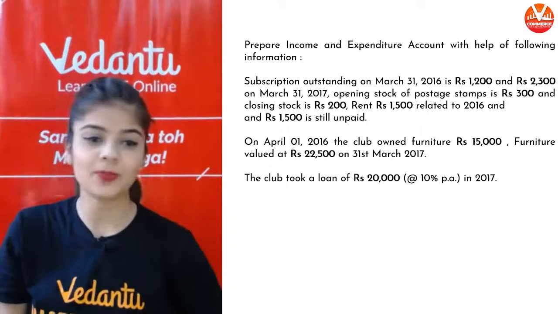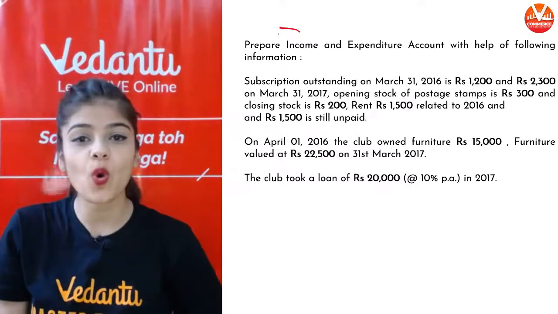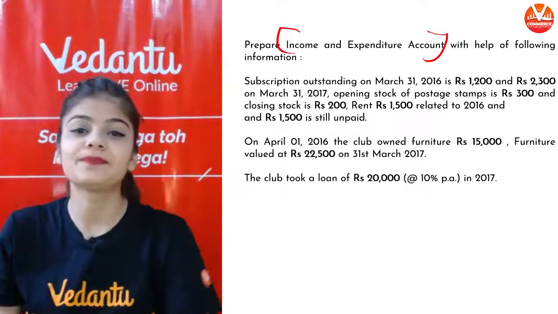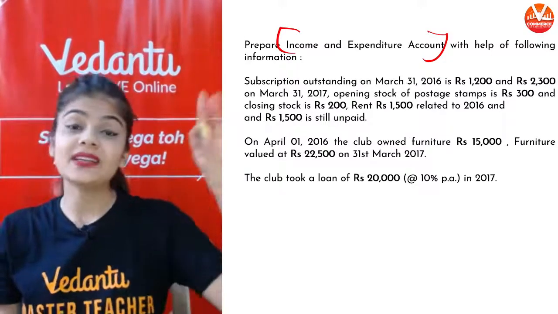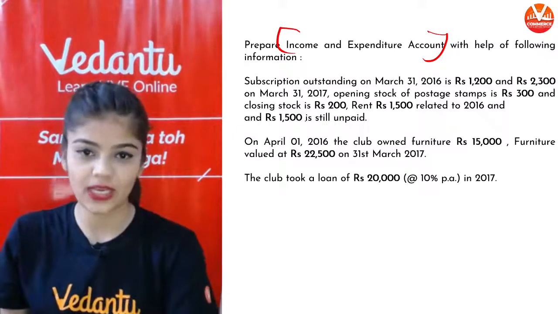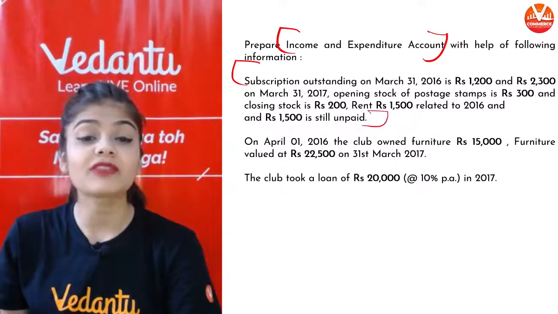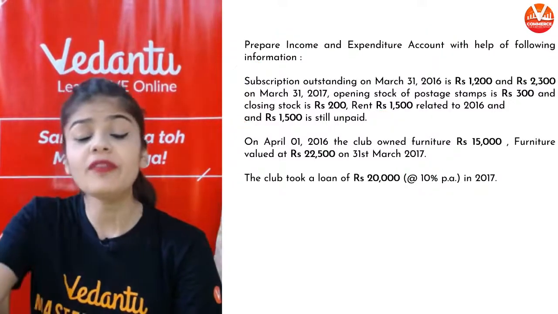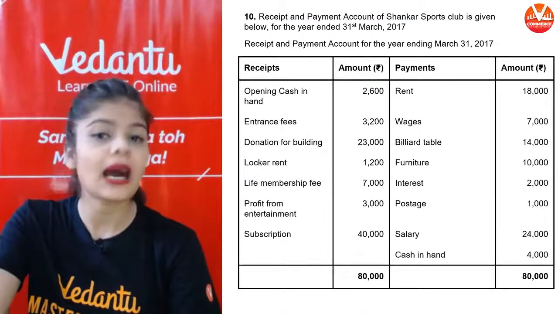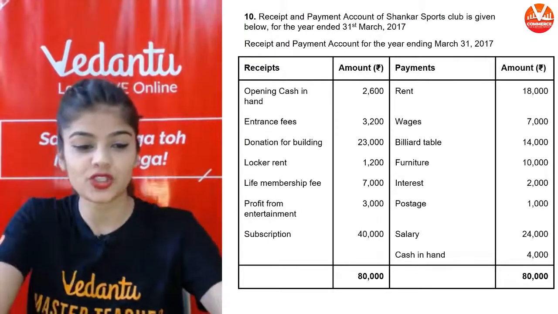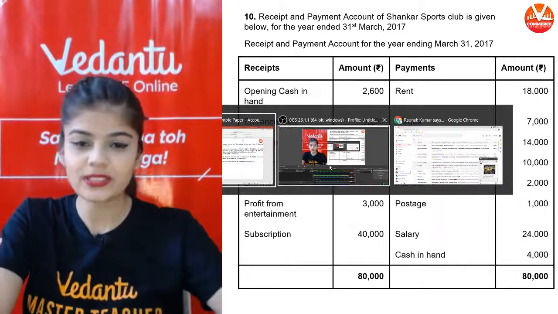So we have to prepare only the income and expenditure account, because in 6 marks only the income and expenditure account will come. Hi Palak. So from the receipt and payment account, we have to prepare the income and expenditure account, and this additional information is given to us. Now first of all, we will look at the receipt and payment account, and then we will go to the additional information. So I have to be invisible.